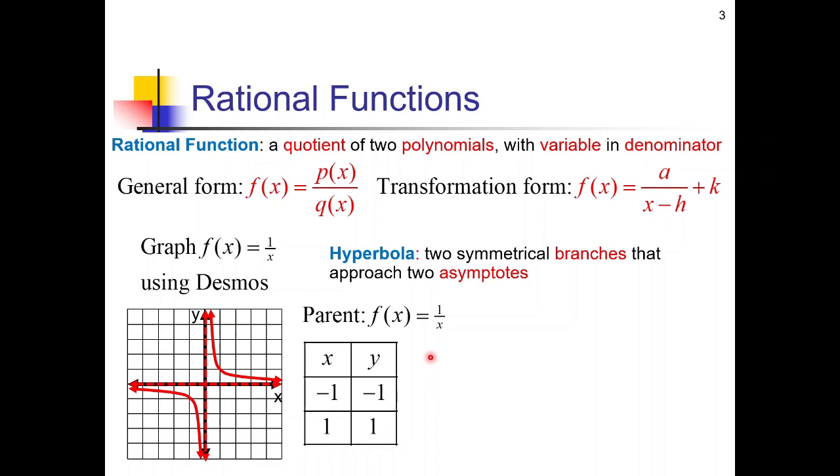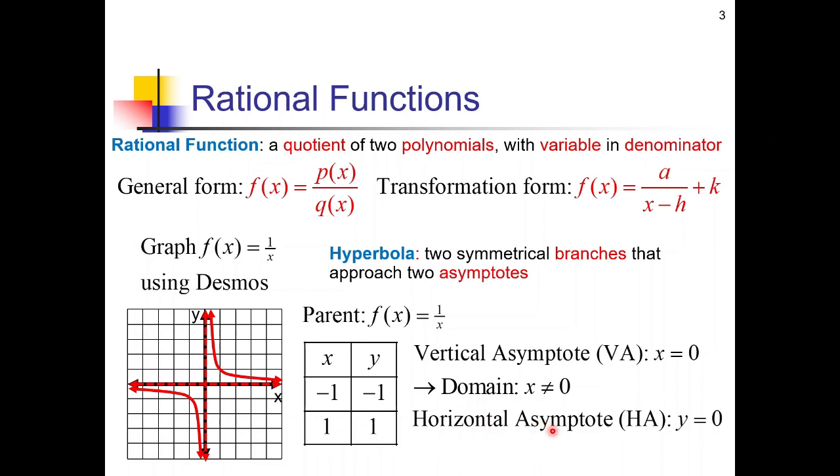It's also worth noting that the parent function has the vertical asymptote x = 0. I'm going to be calling these VAs for short because that's a lot to write out. Because we have a vertical asymptote there, the domain of the parent function is going to be x not equal to 0, because we can never touch that vertical asymptote. And for the horizontal asymptote on the parent function, we have the line y = 0. I'll call horizontal asymptote HA for short, because that's kind of funny. Because we are getting closer and closer and never touching that horizontal asymptote, the range of the parent function is going to be y not equal to 0. It is worth noting that the domain of any rational function is going to exclude where these vertical asymptotes are.